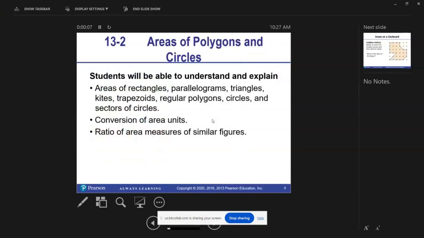Okay, this section is all about areas of polygons and circles.